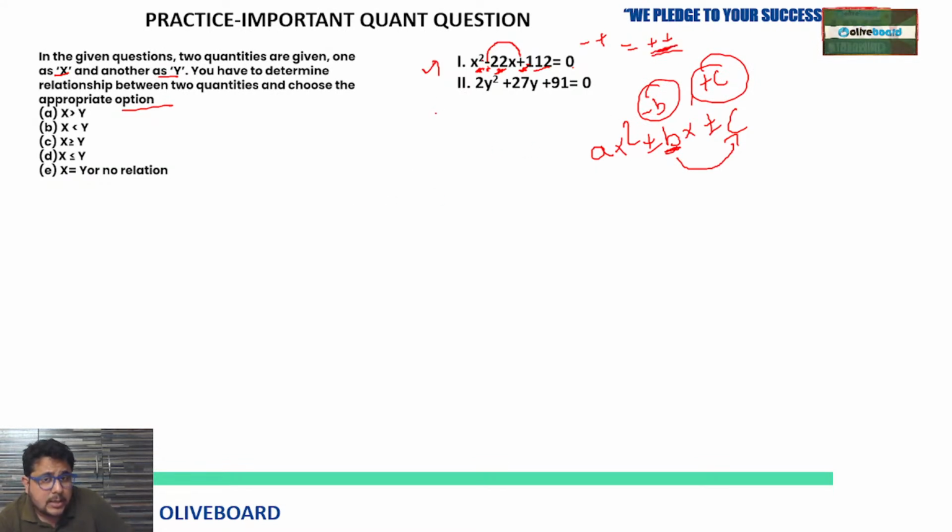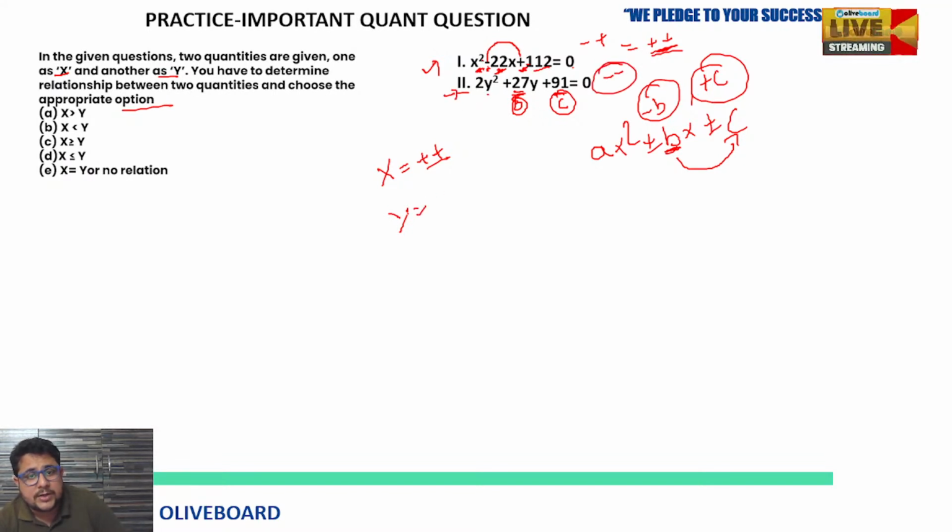Are you getting my point? So directly you can see the roots of x are going to be positive. And see here, y square plus 27y. The value of b here is positive and c is also positive. When b and c both are positive, then both the roots will be negative in that case. So in the second equation, the values of y are going to be negative, both. Positive is always greater than negative. So here both roots are positive, here both values of y are negative. So directly you can say x is greater than y without solving.